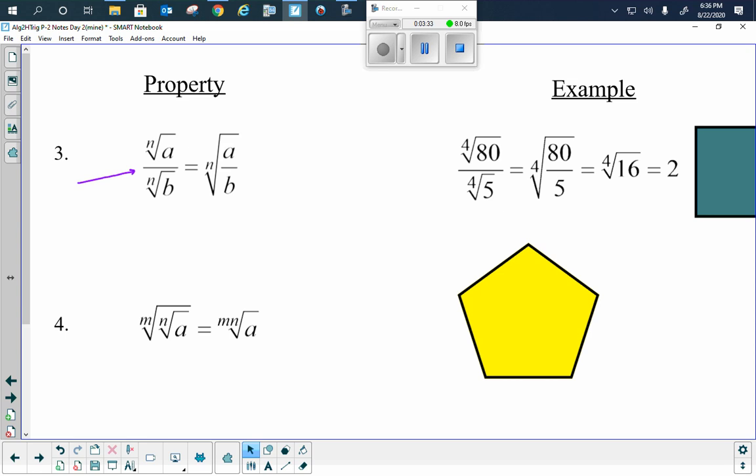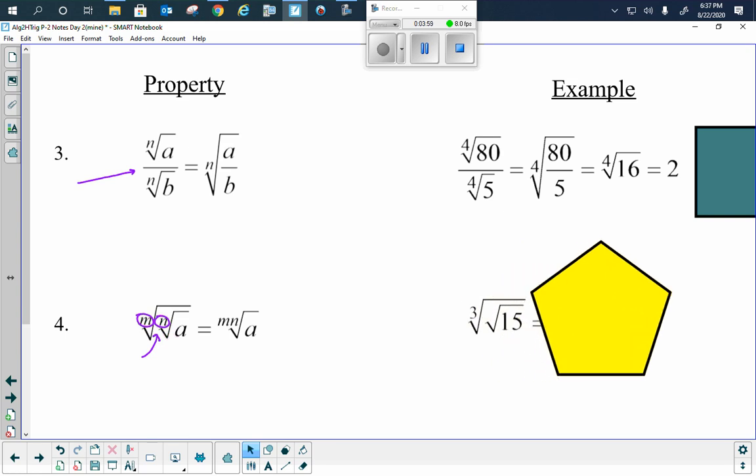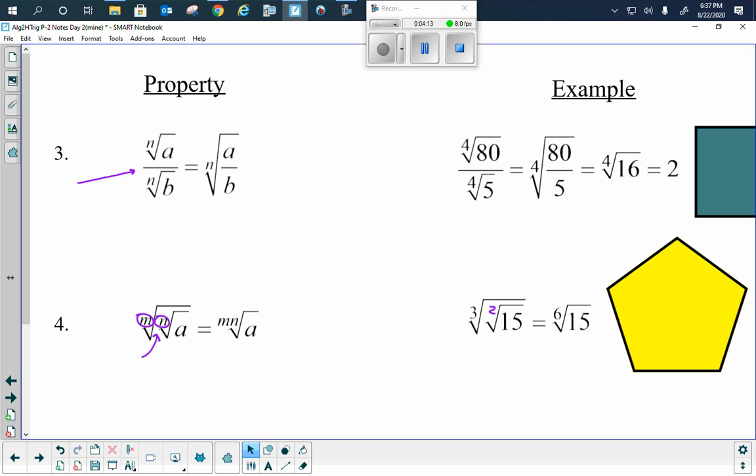Number 4, if you have an index inside an index, as long as there's no number between them, other than a 1, then they just multiply together. These two indices multiply together. So if you come over to the example, you would be looking at, let's say, the cube root of the square root of 15. Well, remember the square root is never written with a 2, but technically there is a number 2 sitting there, because that's what a square root is. And 3 times 2 is 6, and therefore your final answer would be the 6th root of 15.